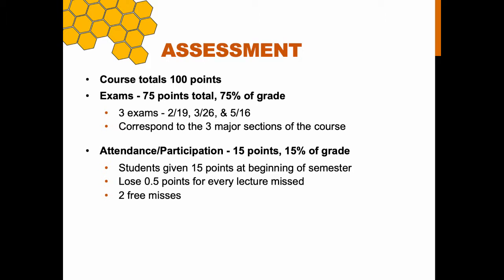So basically, the way participation works is each of you has 15 points right now, full participation. If you miss a day of class, you lose half a point. There are 30 lectures, so if you conceivably did not come any day of the semester, you would lose all 30 points, or all 15 points, right?